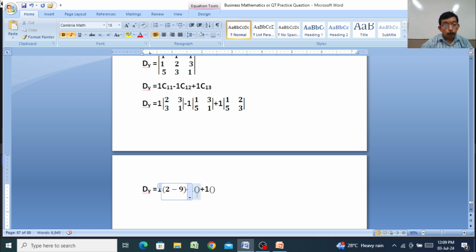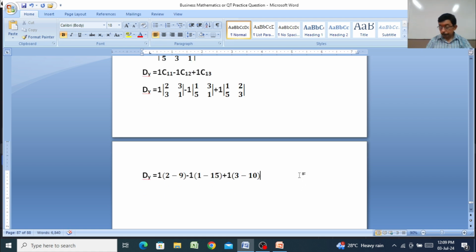Now the C12 determinant. The first diagonal elements are 1 and 1, the multiplication is 1. And 5 and 3 is 15, so 1 minus 15. Then 1 and 3 multiplication is 3, minus 5, which is 10. Now simplify in the next step.